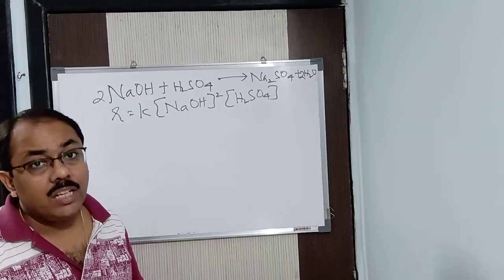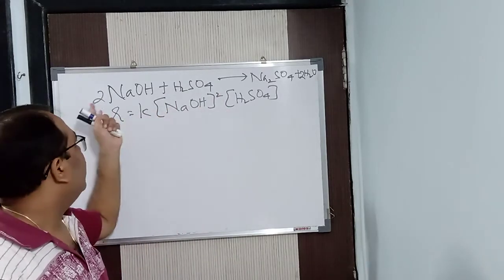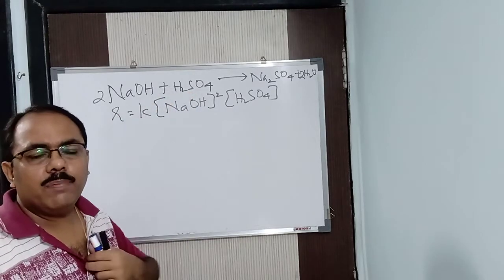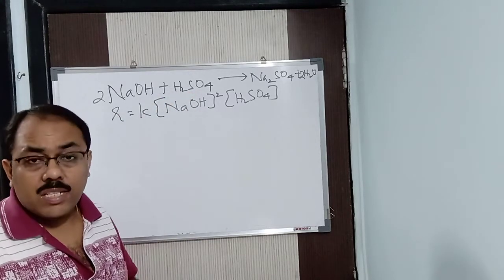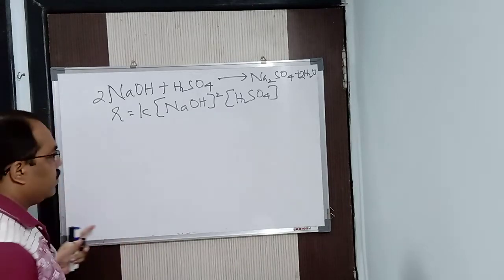For our convenience, we write it in a single step. Convenience means we are balancing that. For writing, for that particular reason, we are writing in a single step. Basically, this reaction is getting completed in multiple steps, in a number of steps.